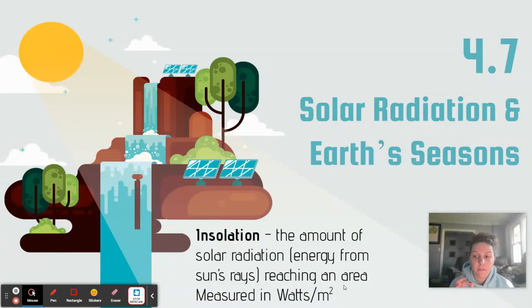An important vocab word we're going to need to know for this section is insolation. That's the amount of solar radiation or energy from the sun's rays that are reaching a specific area. So it can actually be calculated mathematically. If you look here, it's measured in watts per square meter. If we wanted to calculate it, we could calculate this whole area in square meters, and then how many watts of sunlight are reaching that area and divide. So the watts divided by the square meter would give us our insolation rate.